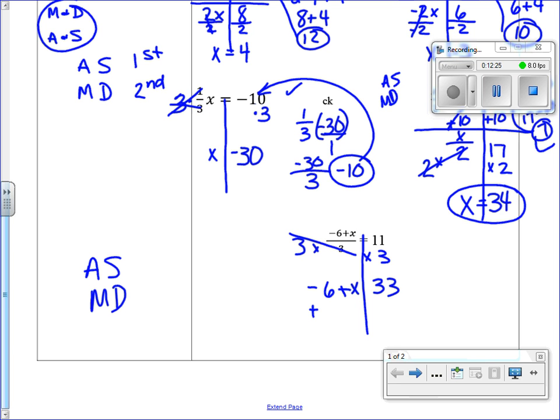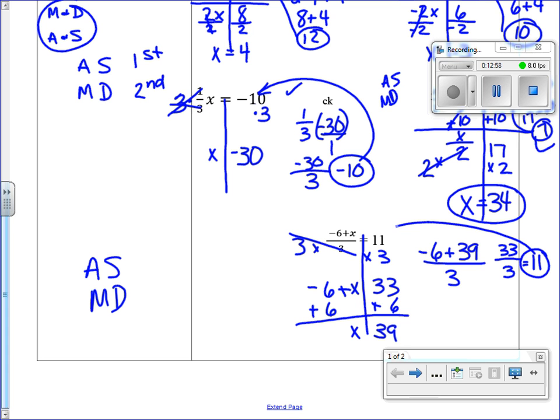Okay, so now I'm going to add 6 because it's a negative 6. So in order to get rid of that, I add 6. And I'm going to do it to both sides. And I'm just left with x equaling 39. To check that, I would say negative 6 plus 39 divided by 3. Okay, negative 6 plus 39 is 33, divided by 3, which equals 11. And sure enough, those guys check out.